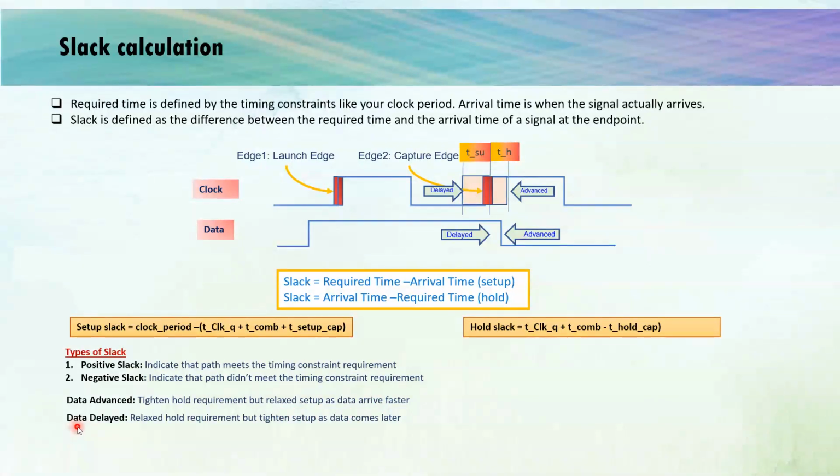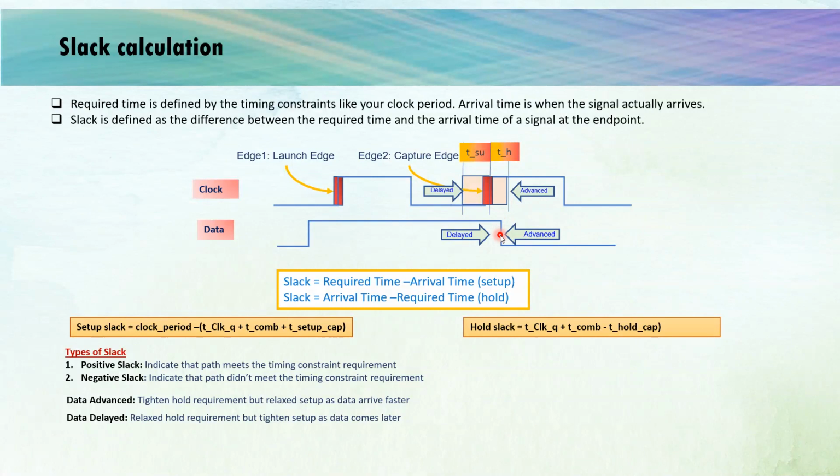In the other way, if I say that for the data only, if I am delaying the data, it relaxes the hold requirement. The reason for this is that if this data is delayed, it is not coming here. It is changing its state from 1 to 0 somewhere here. So it is helping in the hold requirement analysis, but it is tightening the setup.